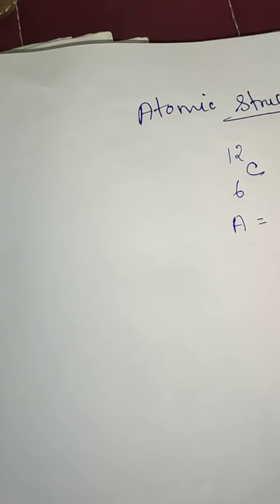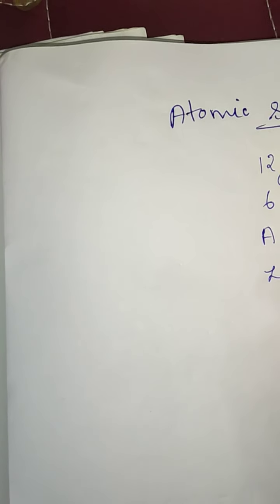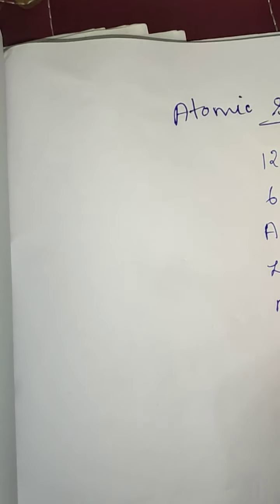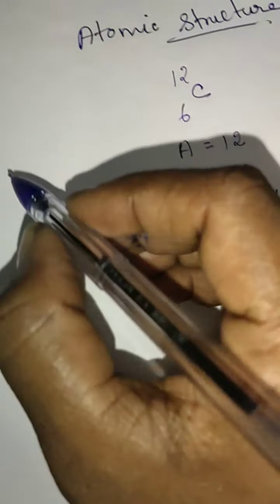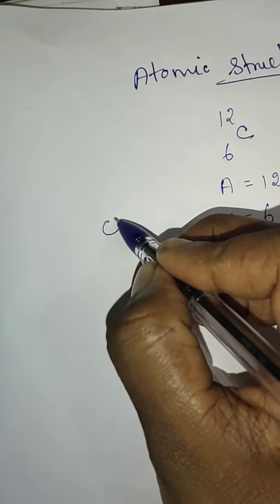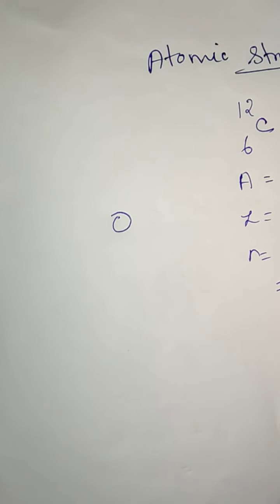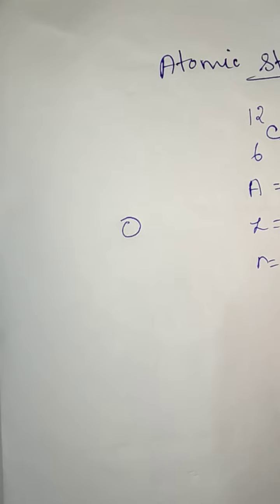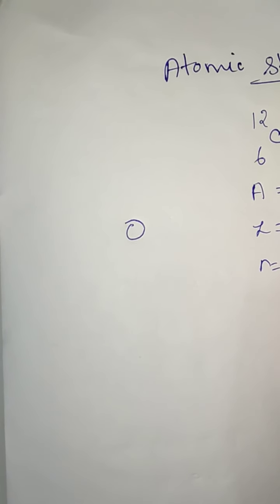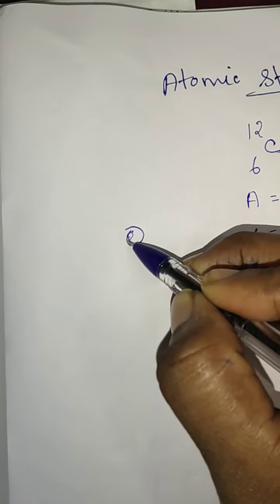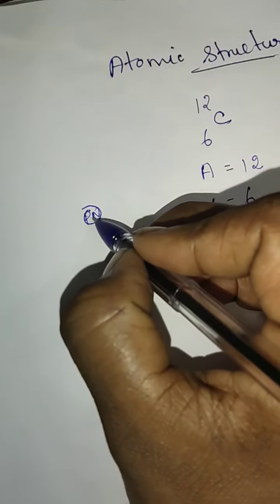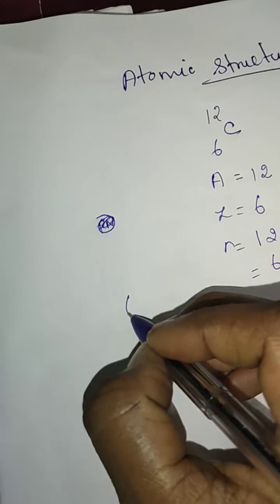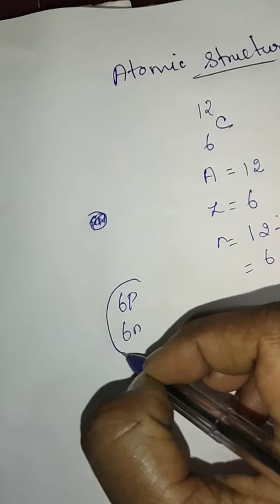Mass number means the total number of protons and neutrons. Mass number is 12. Atomic number is 6. Number of neutrons is 12 minus 6, which is 6, isn't it? How to draw the structure? First you have to draw a small nucleus. Inside the nucleus, what things are present? I'm sorry, protons 6, neutrons 6. So we draw 6 protons and 6 neutrons inside the nucleus, a little large.